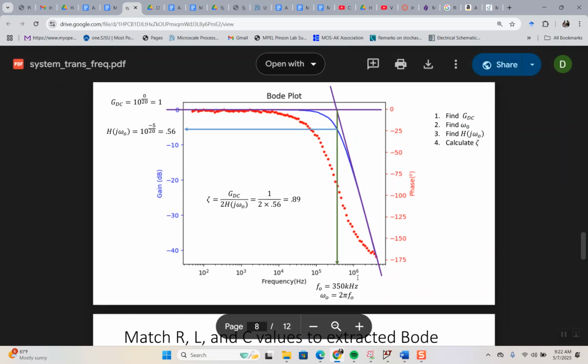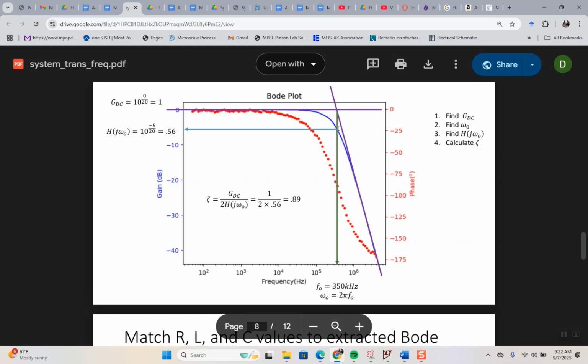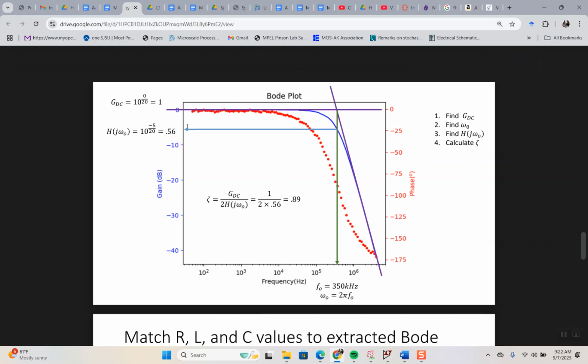Okay. And I get a cutoff frequency of 350 kilohertz. I get my omega naught. I find the gain at that, which was -5, right? Which then turns into 0.56, and I get a damping coefficient of 0.89.